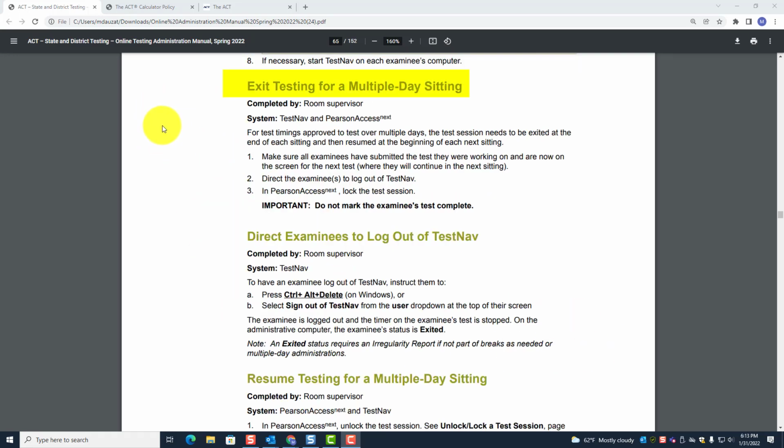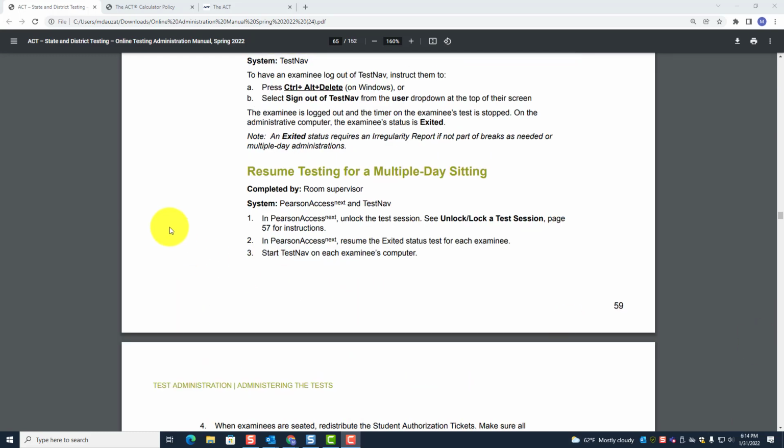We discussed what it means to exit testing for a multiple day sitting. We discussed what it means to direct examinees to log out of TestNav. We discussed what it means to resume testing for multiple day sitting.